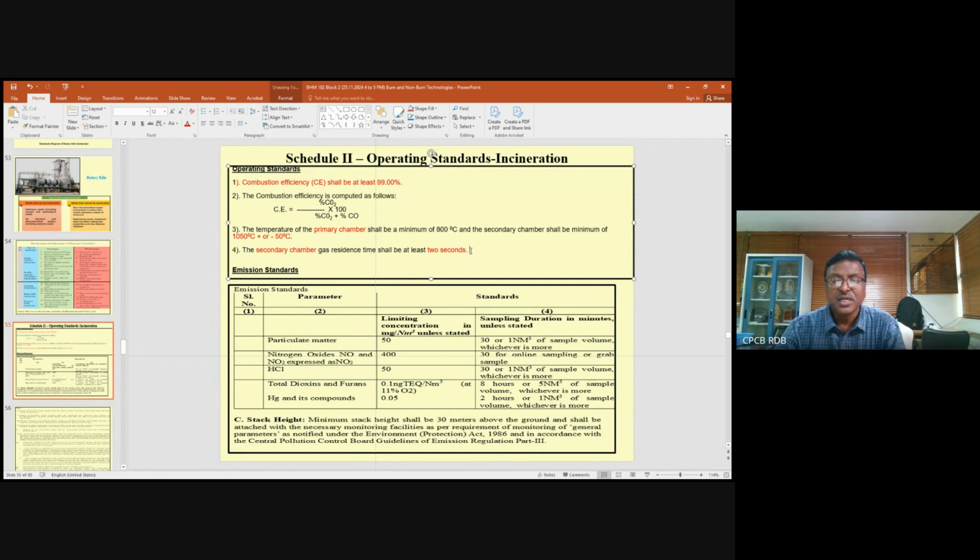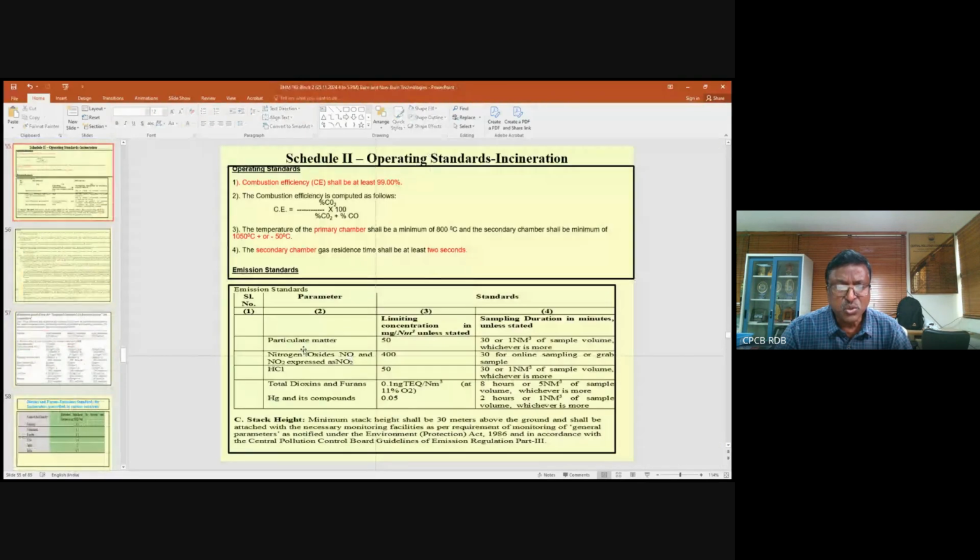Always, the combustion efficiency you have to maintain is at least 99%, meaning you should be able to convert all the waste into CO2. Therefore, you can achieve good combustion efficiency of about 99% if you maintain the CO2 levels in the emissions. In the primary chamber, maintain 800 degrees centigrade, whereas in the secondary chamber, maintain 1000 to 1100 degrees centigrade, and the residence time should be not less than 2 seconds. These are the standards prescribed in the rules.